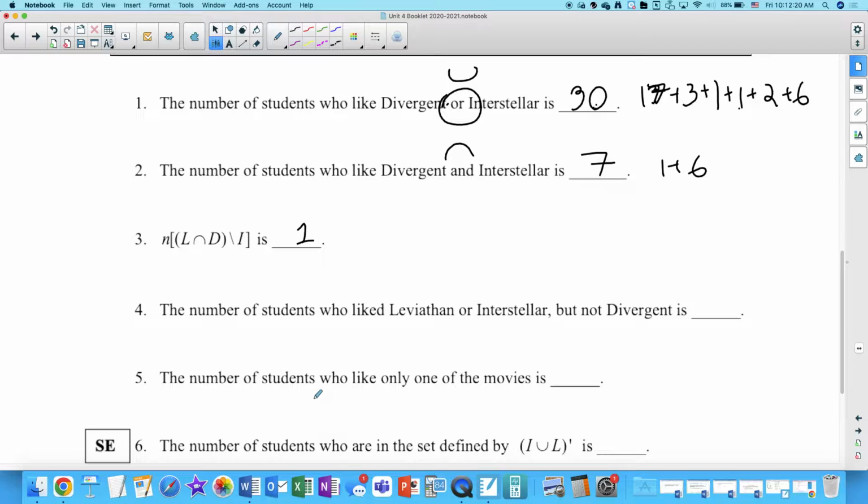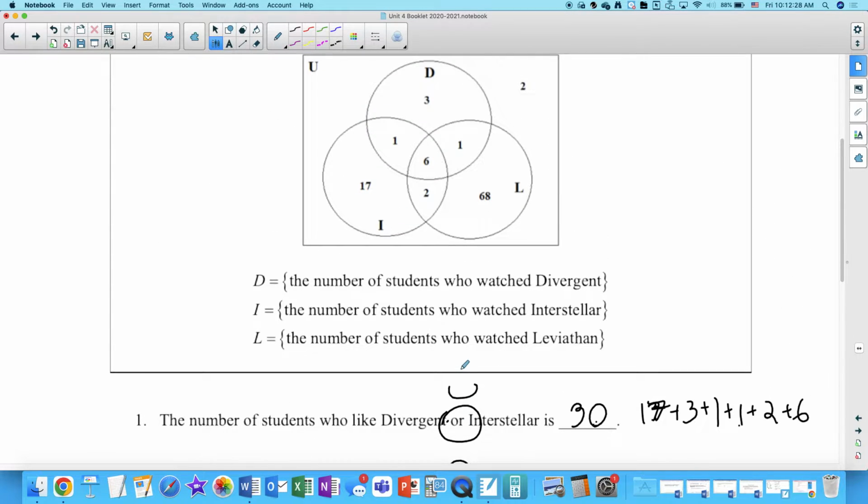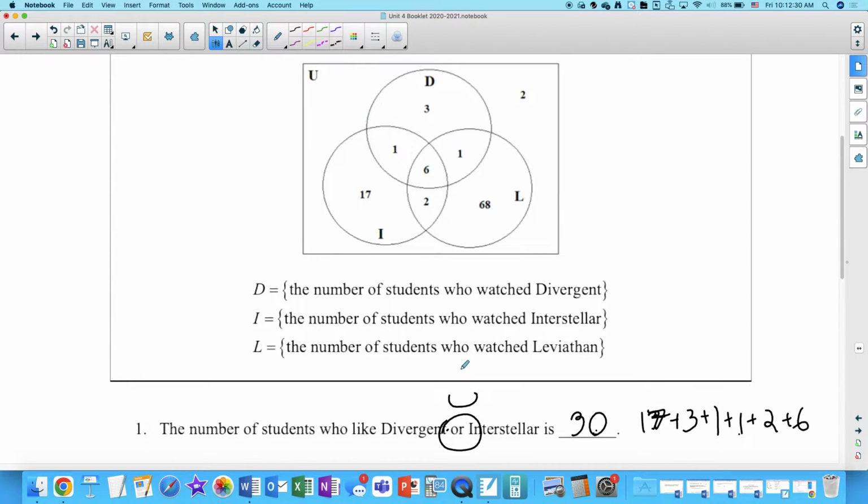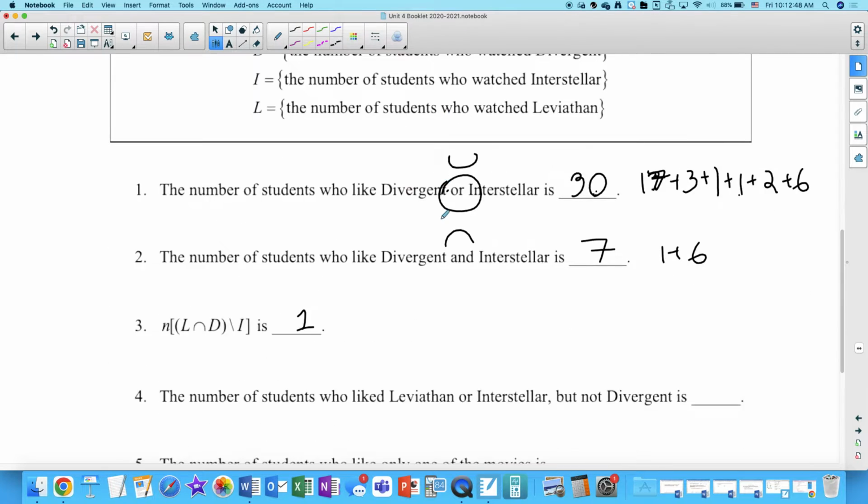The number of students who like Leviathan or Interstellar, but not Divergent. Leviathan or Interstellar, but not Divergent. Yes. It's 87. It's basically this or this, but take out Divergent. So it's 17 plus 2 plus 68. These three at the bottom.